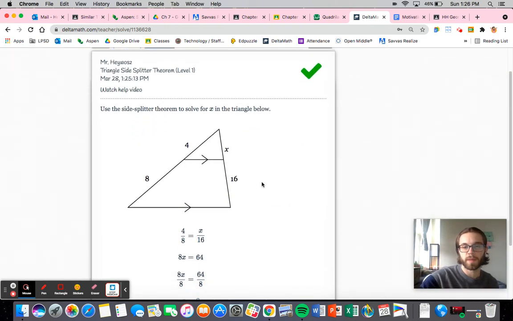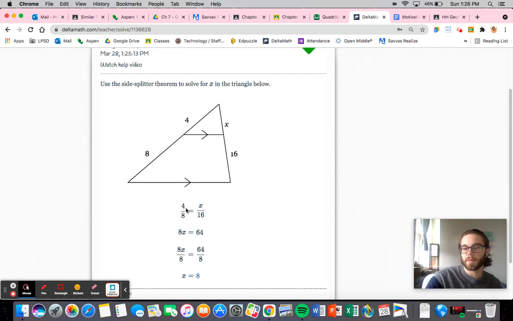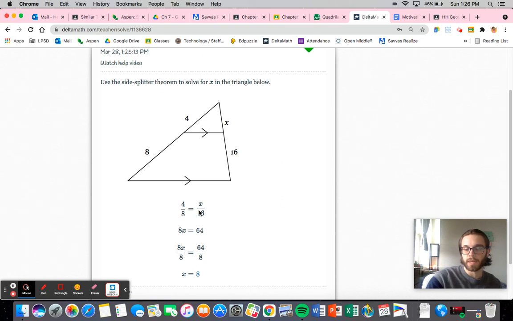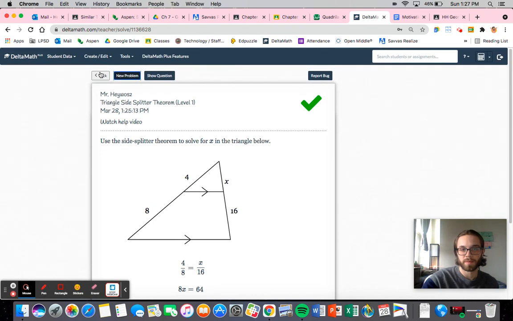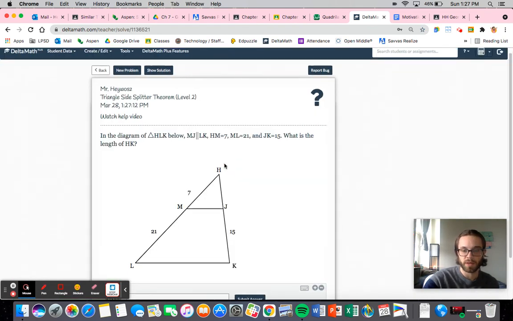Let's just confirm. By the triangle proportionality theorem or the side splitter theorem, 4 is to 8 as x is to 16. Multiply it out, you get x equals 8. That one is also pretty visual, right? So, 4 is to 8 as blank is to 16. That one's pretty straightforward. You could probably do that without even having to multiply out. So whatever works for you, you can use. All right. So let's look at our slightly more difficult one.